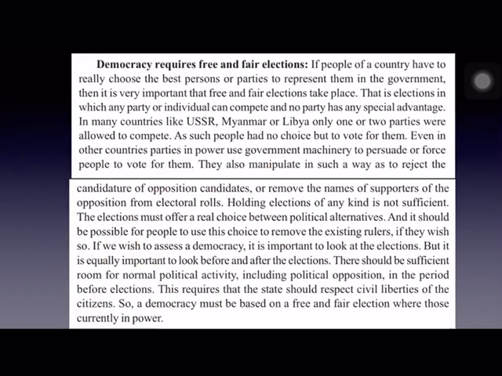Elections in which any party or individual can compete and no party has any special advantage are called free and fair elections. And in many countries like the USSR, Myanmar or Libya, only one or two parties contest in the elections. They compete with each other, and as such people have very limited choice to vote for them.